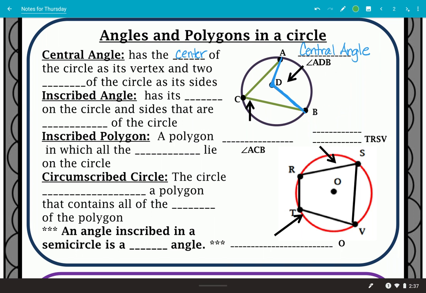Now, inscribed angle will have its vertex on the edge of the circle. So if you look at this green one, this is your inscribed. So it's in the circle, okay? Inscribed angle. Okay, and that's basically what we're going to be doing. We're not going to do inscribed polygons or circumscribed circles, not this week anyway.